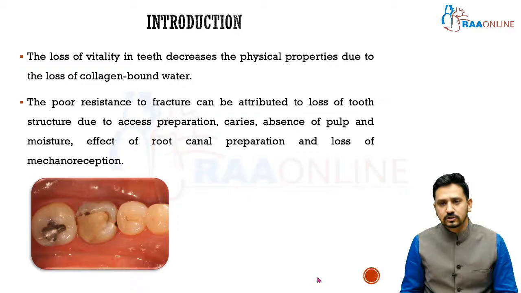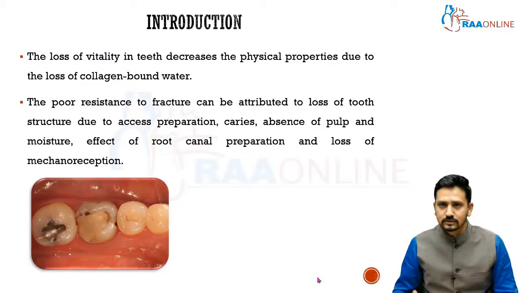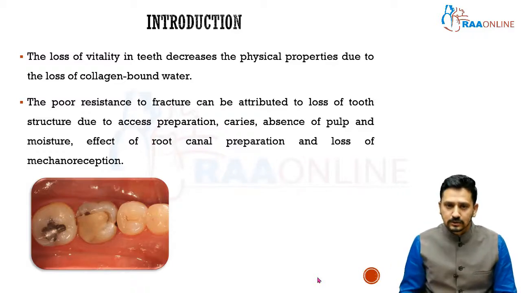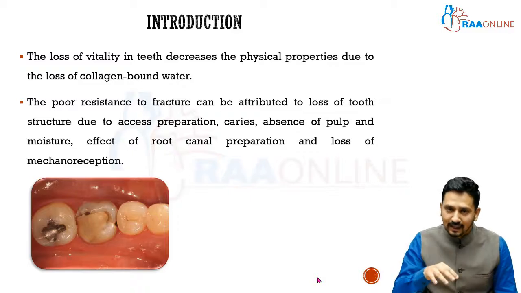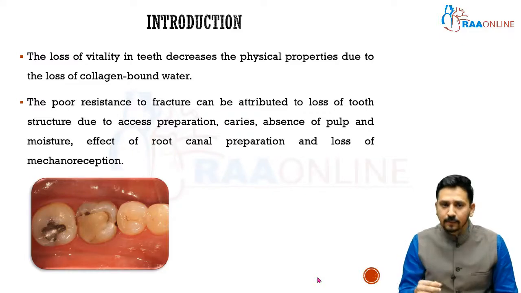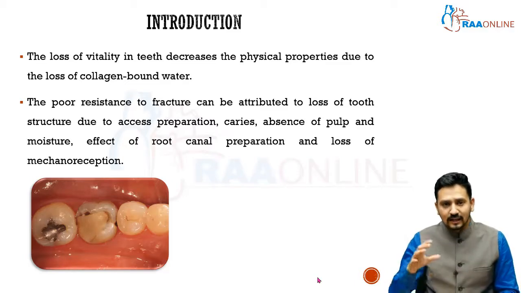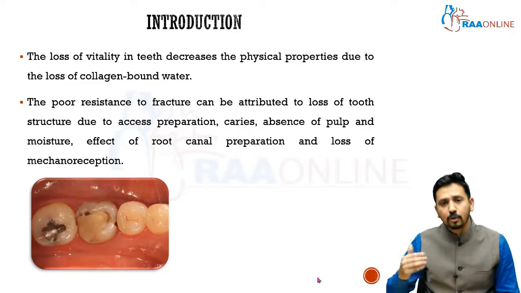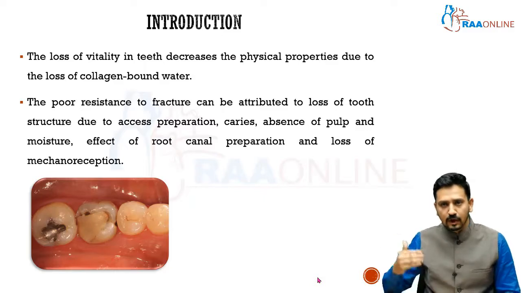The poor resistance to fracture can be attributed to a lot of reasons. So let's see what are the reasons. So some of the reasons are loss of tooth structure because of access preparation, because of the caries. The caries would have destroyed a lot of the tooth structure, and the absence of pulp and absence of moisture, that is loss of moisture, and then effect of the root canal preparation and loss of mechanoreception. All these reasons will lead to decrease in the resistance of the tooth to resist fracture. Okay, so the tooth will be more prone to fracture. Basically, after your endodontic treatment, your tooth will become more prone to fracture.